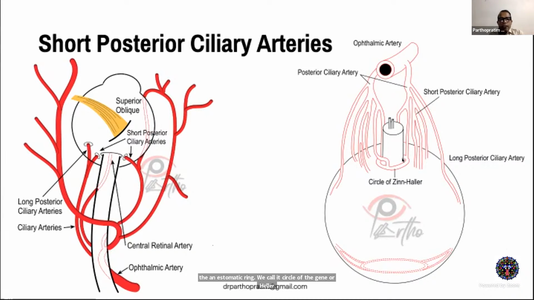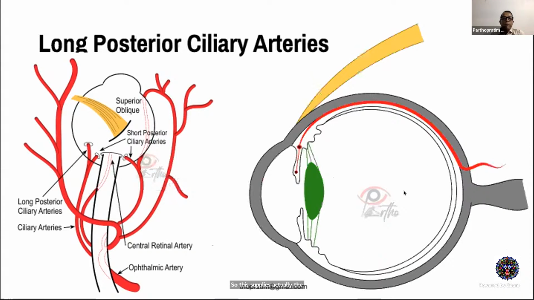Just a trivia here, Zinn was basically a botanist. Most of you have heard the name of the flower Zinnia. It is named after him. This botanist had a lot of interest in ocular structure, and he described a lot of anatomical structures. You know them by this eponym, Zinn. So this is the circle of Zinn. It supplies the anterior optic nerve and the posterior choroid.